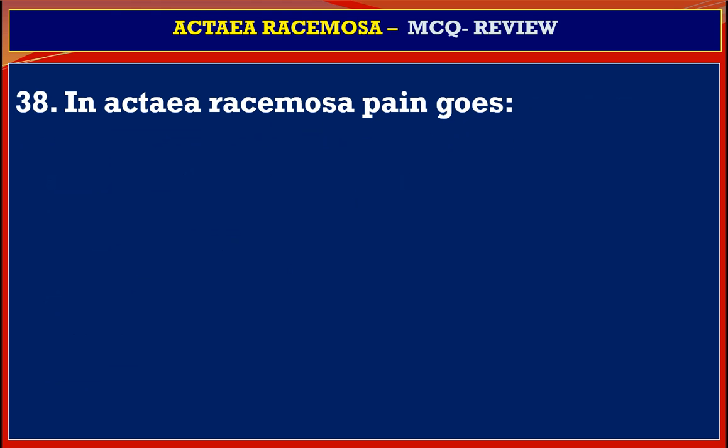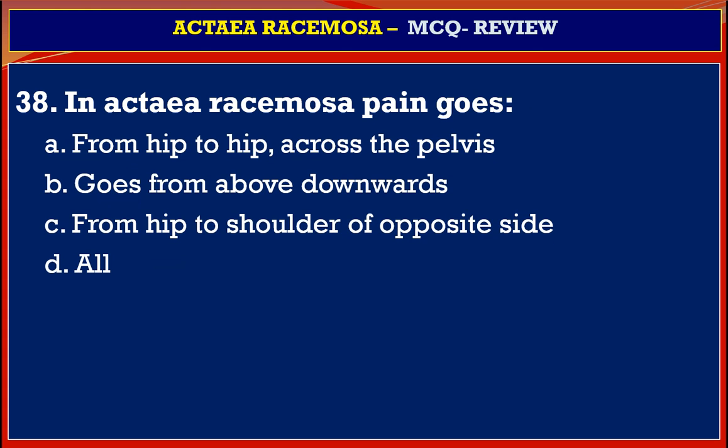The 38th MCQ is in Actaea racemosa, pain goes A. From hip to hip across the pelvis, B. Goes from above downwards, C. From hip to shoulder of opposite side, and D is for all of above. Answer is A, from hip to hip across the pelvis.